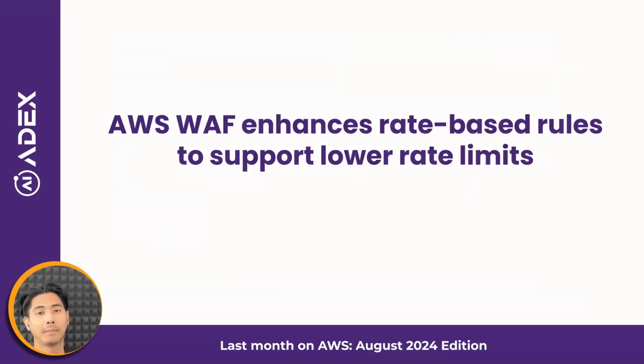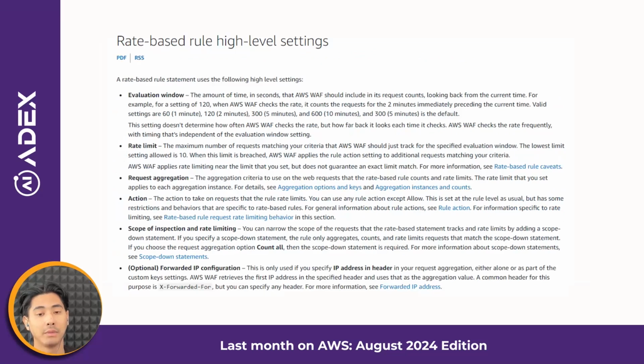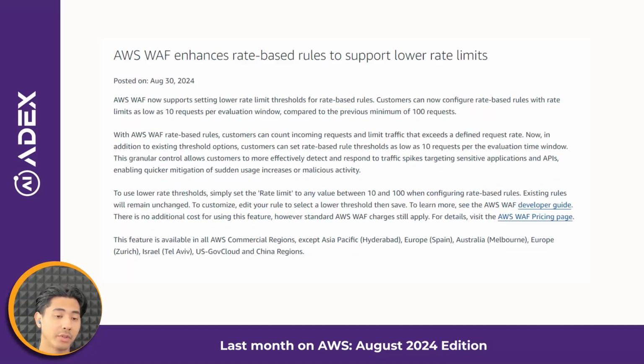And for our last update for this video, we have AWS WAF, which has enhanced rate-based rules to support low rate limits. With this new update, you can now configure rate-based rules with thresholds as low as 10 requests per evaluation window, down from the previous minimum of 100 requests. This new improvement allows for more precise control over the traffic, which can help you detect and mitigate traffic spikes or even malicious activity targeting sensitive applications and APIs.